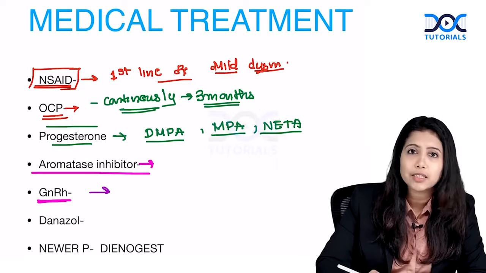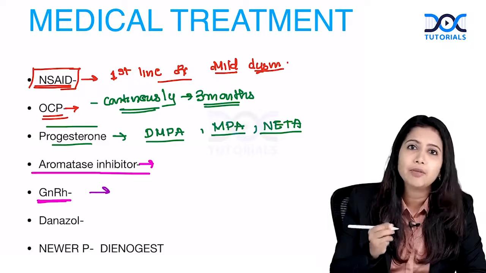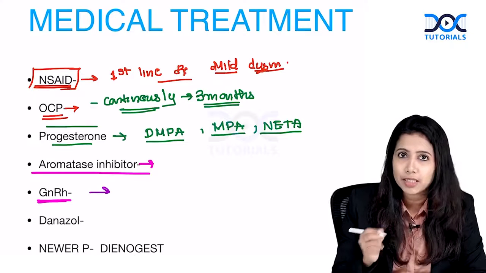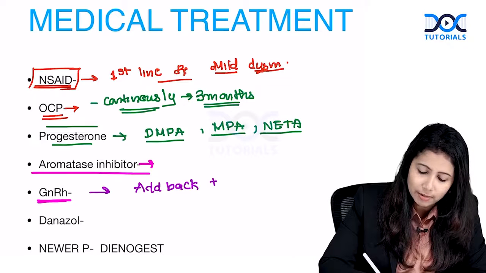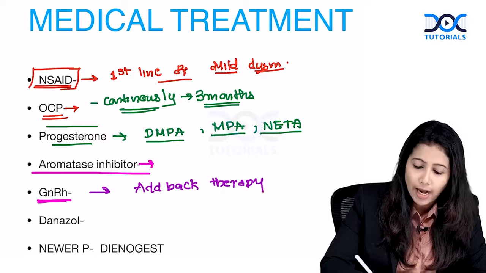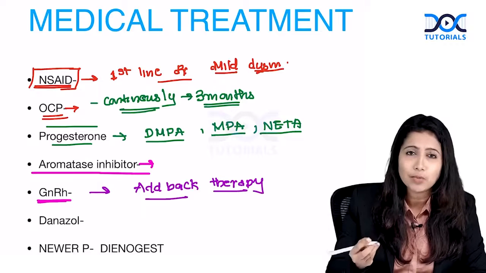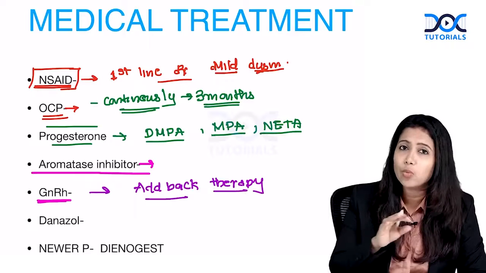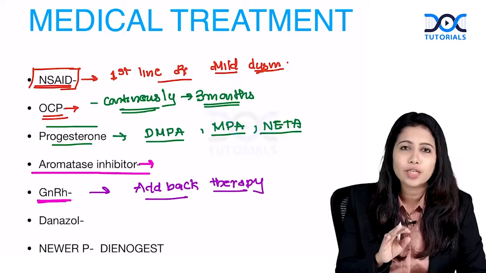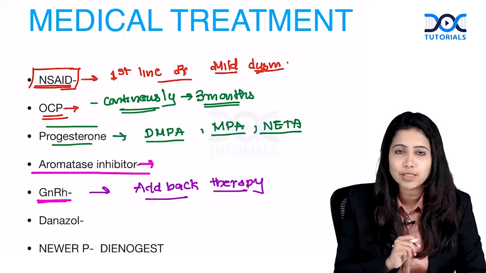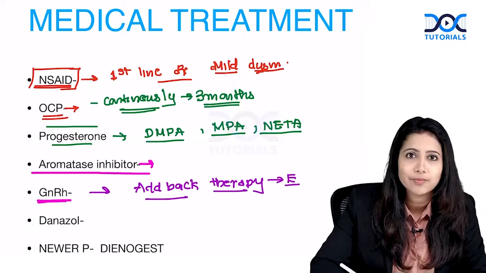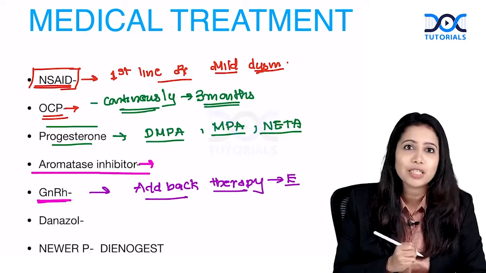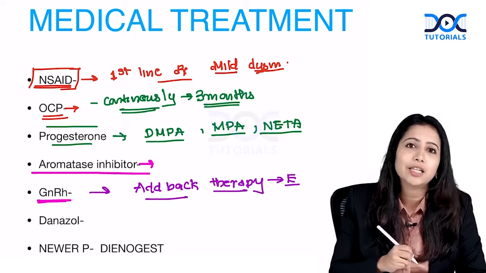In such cases, we usually give an add-back therapy. Add-back therapy basically means that we are giving some agents along with GnRH so as to counter all these menopausal symptoms. The drug that is usually given is estrogen. You might be again thinking, why are we giving estrogen? Won't it deteriorate the condition? Actually, no.